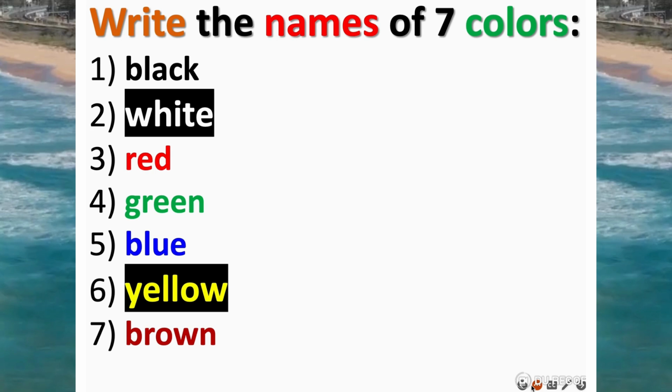We have red, we have green, we have blue, we have yellow, and we have brown. You can add purple, pink, rose, beige, gray, violet, crimson, scarlet, etc. So write them and go to the next slide. Let's go to the next slide.